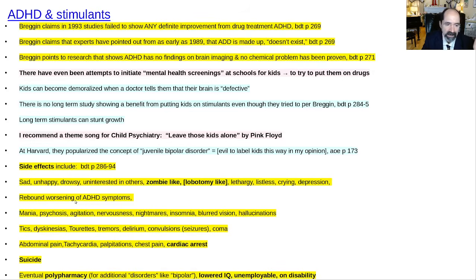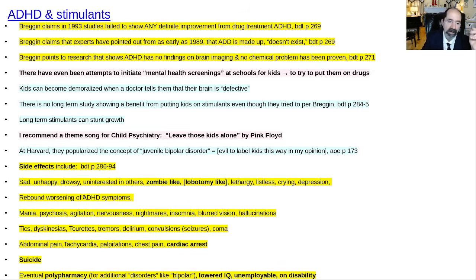They can have manic episodes, psychotic episodes, be agitated, have nightmares, insomnia, blurred vision, hallucinations. These are powerful effects on the brain. They'll have a tendency sometimes to develop tics, Tourette's, tremors, delirium, confusion, hallucinations. They can go into a coma. They can even get a heart attack. They can have cardiac side effects. They can commit suicide.